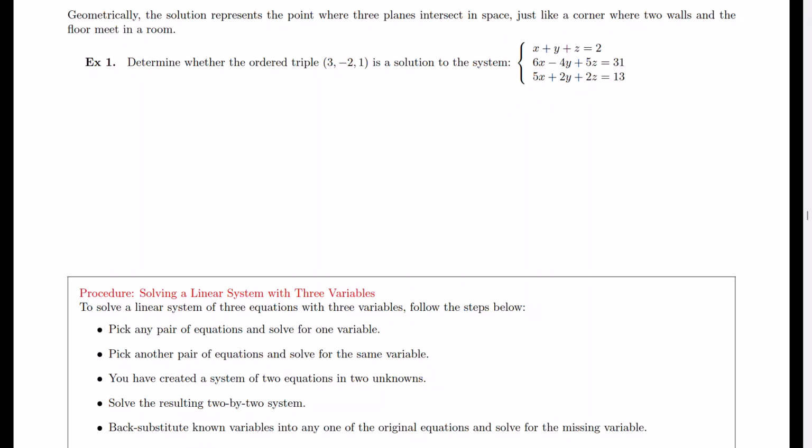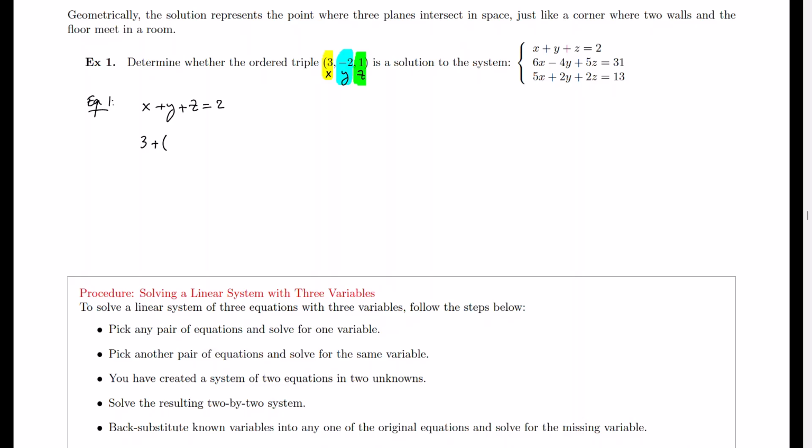Typically, this is going to be the last step of your problem. Once you've solved the problem and you want to confirm that this is the correct solution to the system, you'll have to check it by plugging the numbers x, y, and z into all the equations to see if all the equations are satisfied. So we'll start by checking equation number 1, which is x plus y plus z equals 2. And we're told that x is 3, y is -2, and z is 1. So let's plug those numbers in and see if we get a true statement.